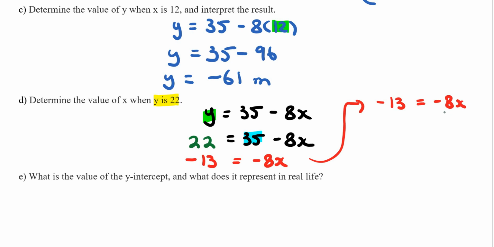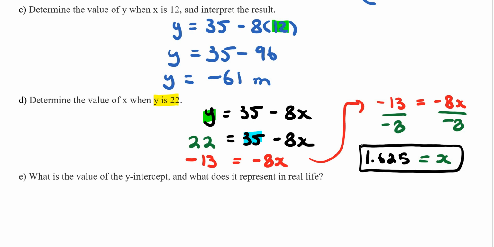And then we can divide both sides by negative 8. If I go to my calculator here, 13 divided by 8, we get 1.625. So a negative divided by negative gives you a positive answer.